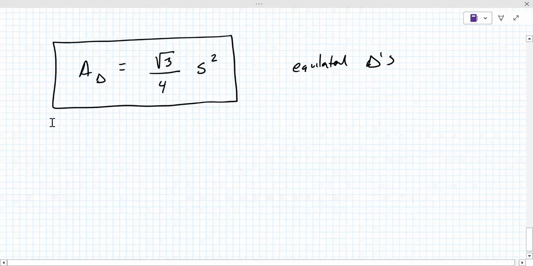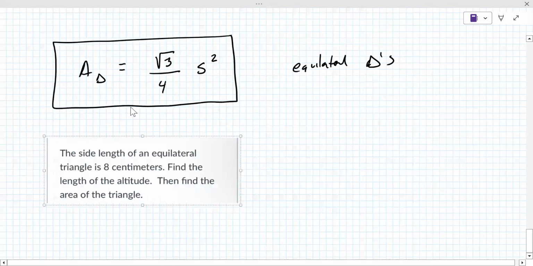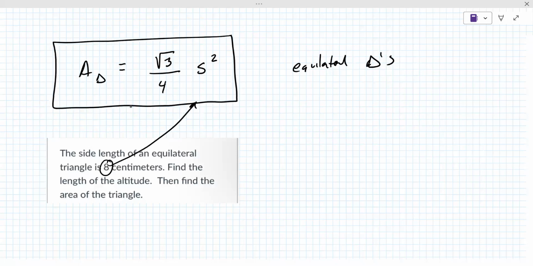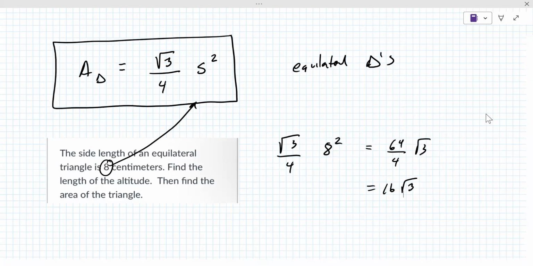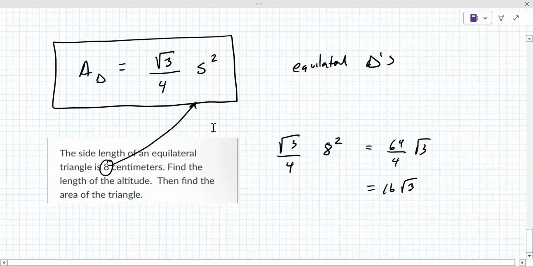All right, so the side length of an equilateral triangle is 8 centimeters. That's S. Square root of 3 divided by 4 times 8 squared. 8 squared is 64. 64 divided by 4 is 16. Is that the answer you put for the area of this one? Yes. Right. So it works for that one.